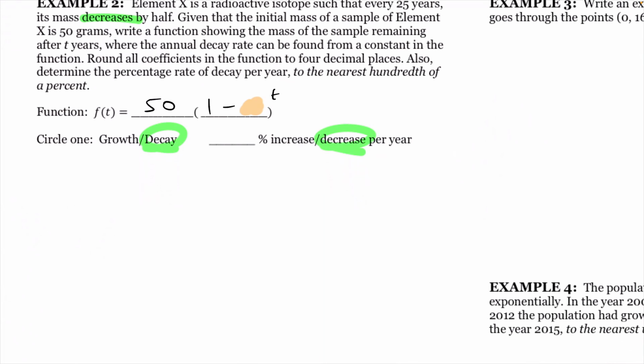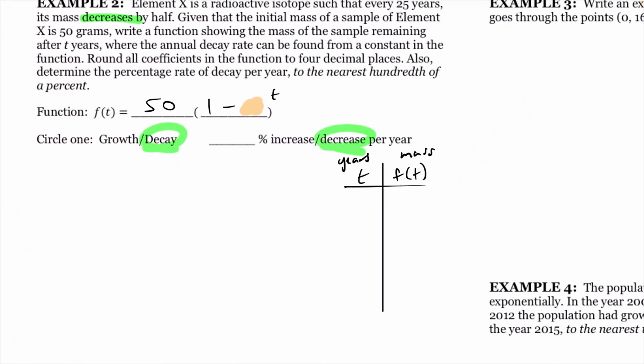What do we do next? What's our next step? Starts with a T. Table. We have T for years, and we have F of T. This is mass. It's not money. It's not people. It's mass. How much is left?